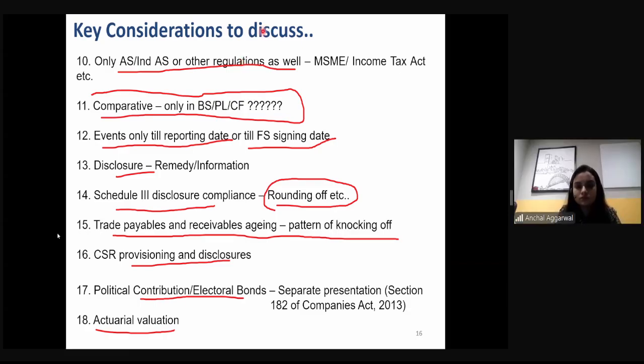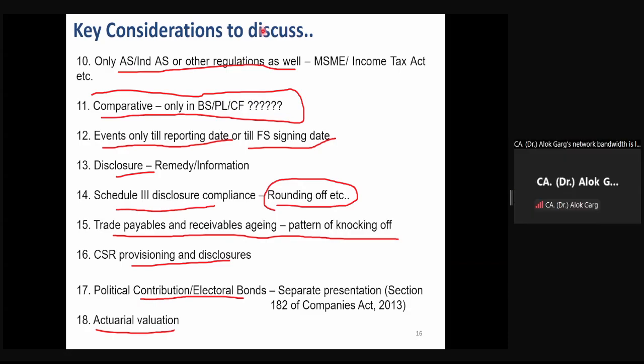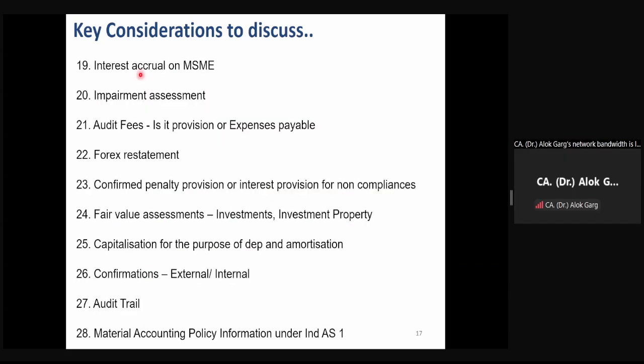Then interest accrual on MSME. Now we have Section 43B(h) of the Income Tax Act, I believe, right? That section is right as per my knowledge. So interest accrual on MSME is important. Being an auditor, it is your responsibility to check the interest accrual, whether the company has done it on MSME or not.